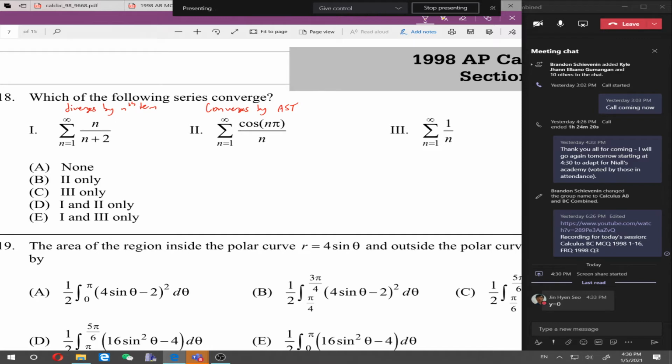And for number 3, Andrew. Number 3 will diverge by P series. Perfect. Diverges by P series. P series test. Okay, so I want to know which of the following converge. 2 is the only one that converges.